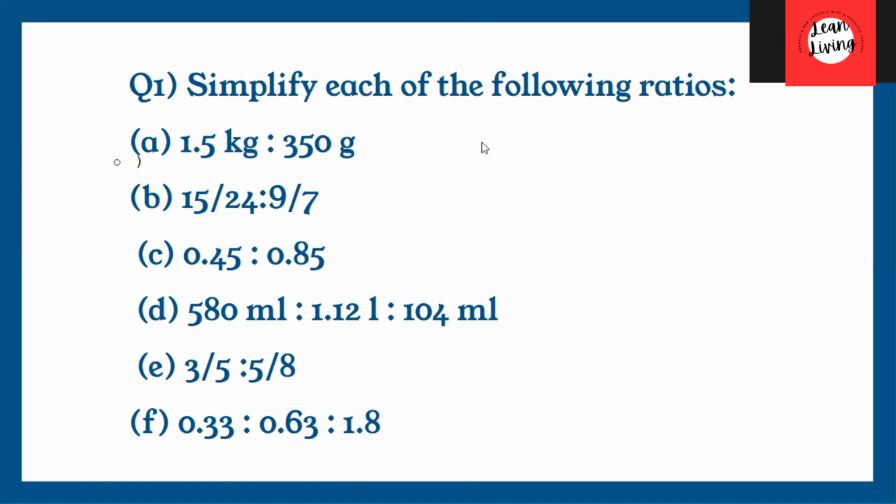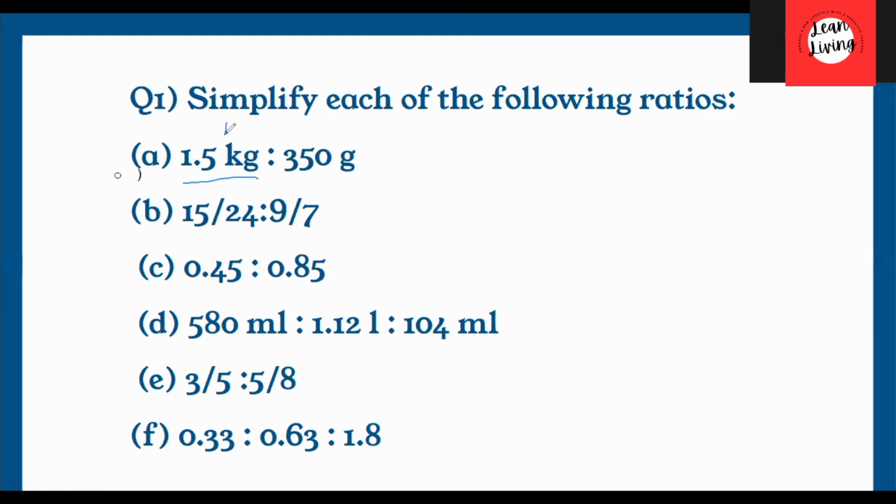Now, for example, if you're having the question, simplify each of the following ratios. 1.5 kg ratio 350 grams. So what is the first thing which we are going to do here? We will be converting 1.5 kg into grams by multiplying it by 1000. Once we are done with that, we will be getting 1500 g and 350 grams. We can simplify that further.